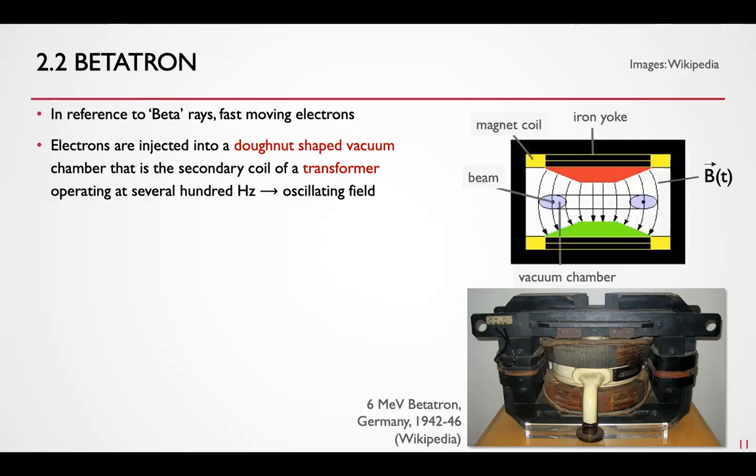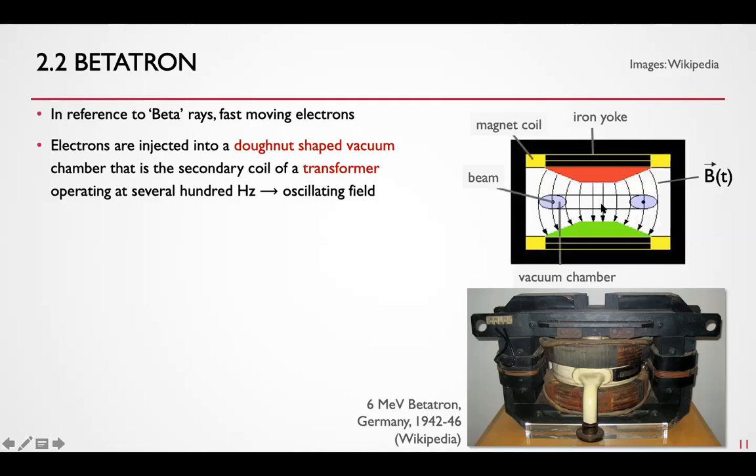The first idea that I want to discuss, because it's a really great idea, and I want to show you how ingenious the early particle accelerator physicists were, is the betatron. The betatron, beta comes from beta rays, so it's highly energetic electrons from beta decay of radioactive materials.